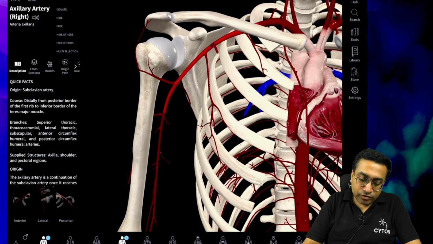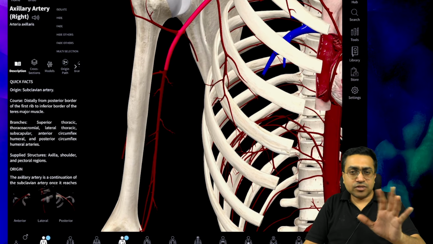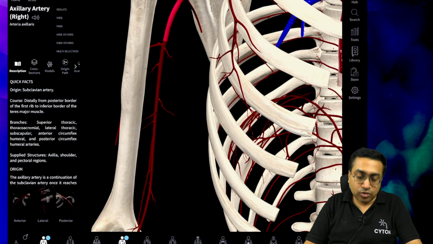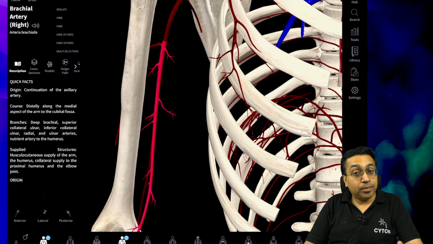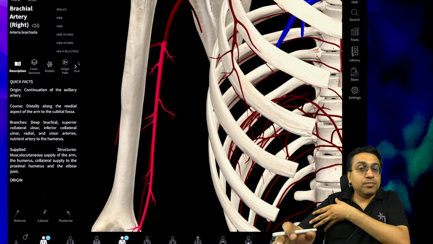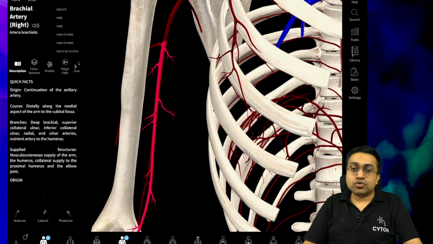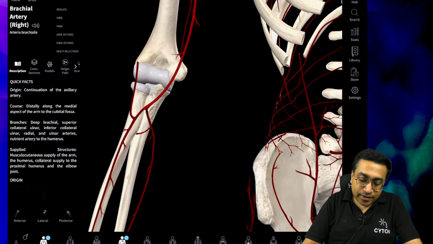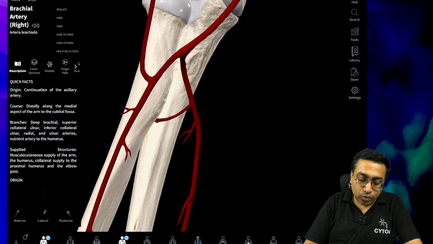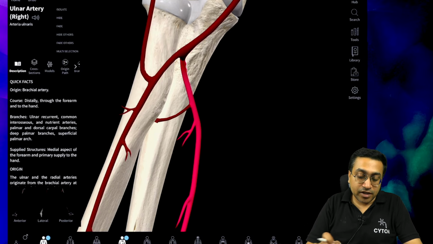Then move on further. There are minor branches which we will discuss eventually region wise, but I am talking about the major vessels of the body. So this axillary artery continues as the brachial artery. Brachium, the arm, is known as brachium. So this brachial artery further splits into two. You can see it takes the same names, the radial and the ulnar artery.